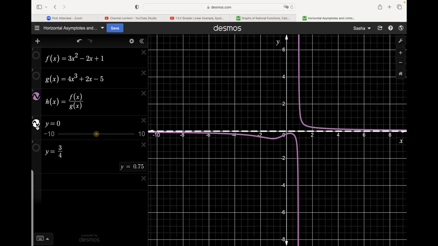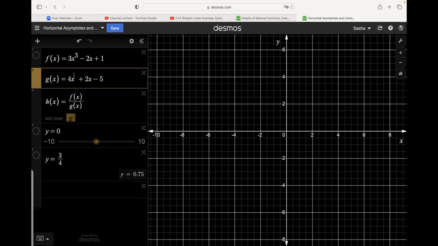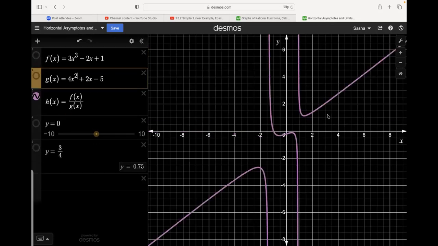And then we said, okay, well, what happens if we make the degree of the numerator larger? So I'll make that a 3 and keep that as a 2. And then we end up with this graph. And we say, oh my goodness, that's actually kind of interesting.